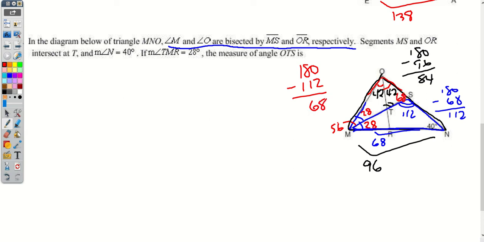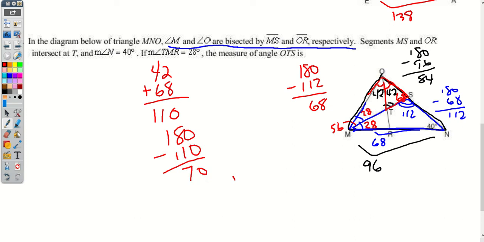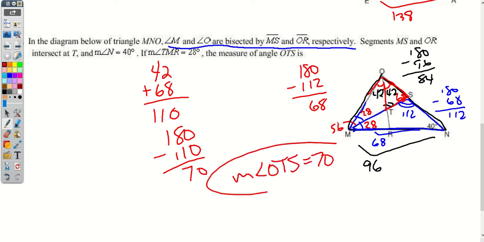And now I have this inner triangle right here with angles of 42 and 68. So 42 plus 68 is 110. And so 180 minus 110 is 70. So the measure of angle OTS is also 70. Kind of a crazy question, but there's a lot going on there, but that's the main thing. Use those angle bisectors and then the angles in the triangle there.